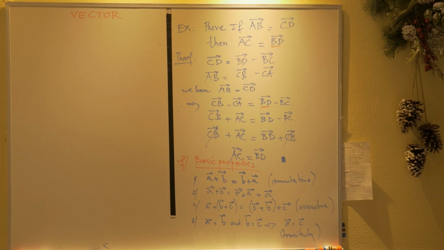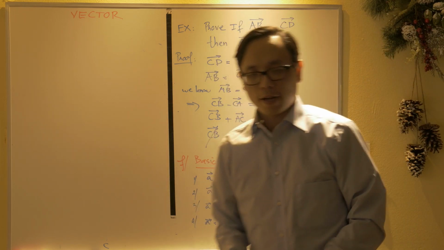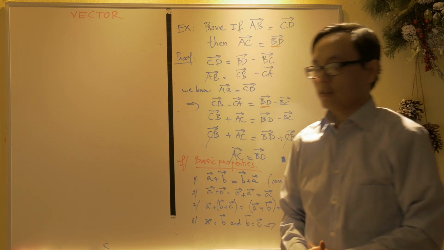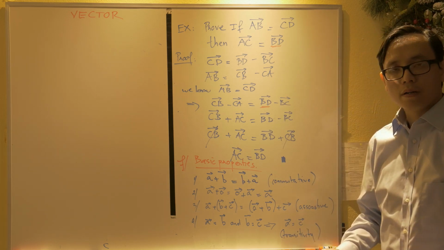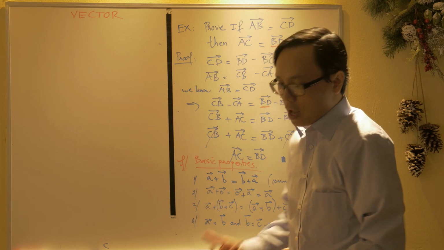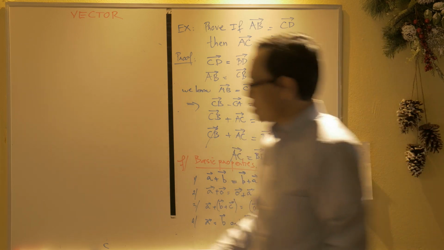Okay, so we know that when we add two vectors or subtract two vectors, it gives you another vector. Then how about if we multiply a vector by a number? The question is, if you multiply a number by the vector, does it give you another vector or not? Okay, let's see about that.